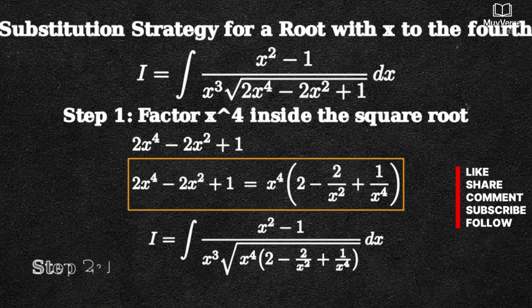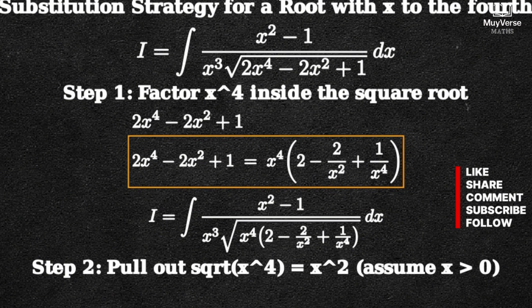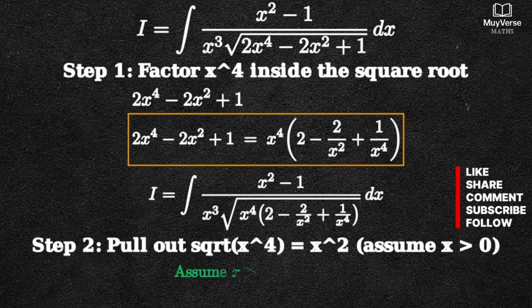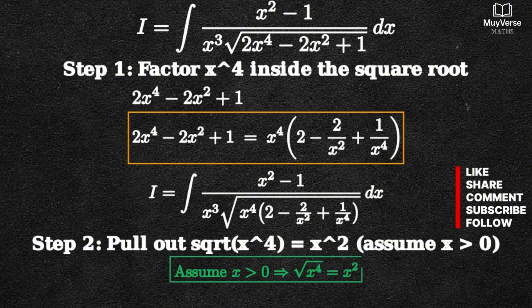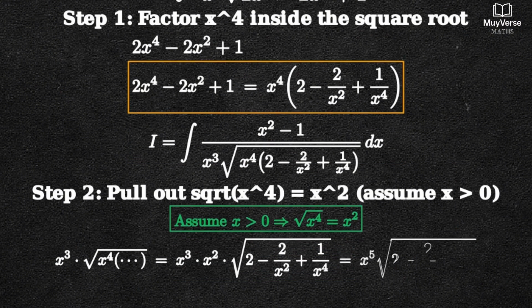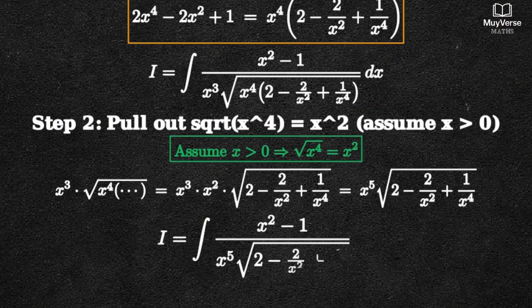Step 2. Use the fact that the square root of x to the fourth is x squared for positive x. We will assume x is positive to keep signs simple. Then the denominator becomes x to the fifth times the square root of 2 minus 2 over x squared plus 1 over x to the fourth.